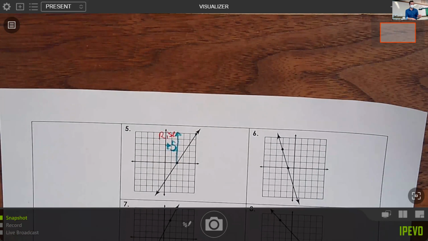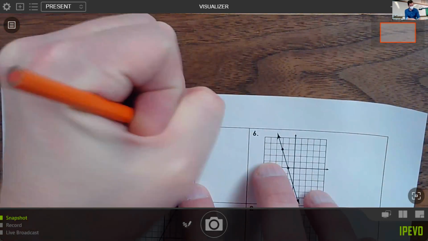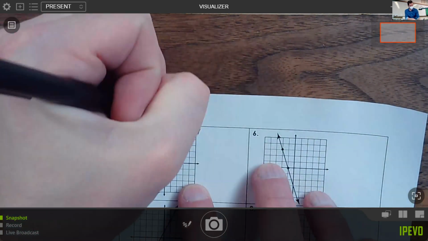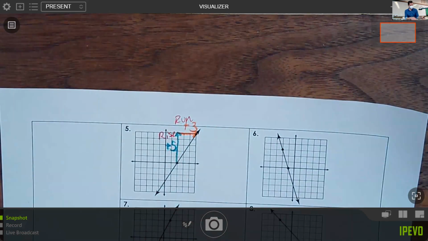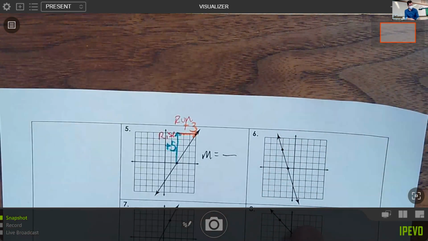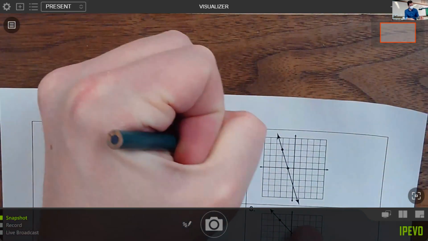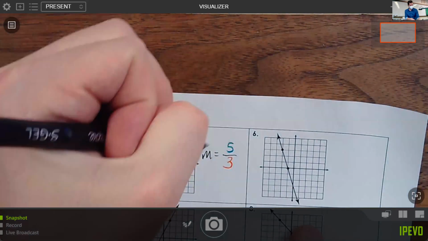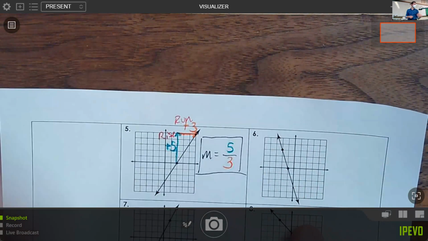So how far over are we going? 3. And since run is always left to right, it's always going to be positive. So we've got a rise of 5 and a run of 3. So that means that your slope m equals 5 over 3. And since that doesn't reduce, that's your answer. Always reduce the fraction if you can.